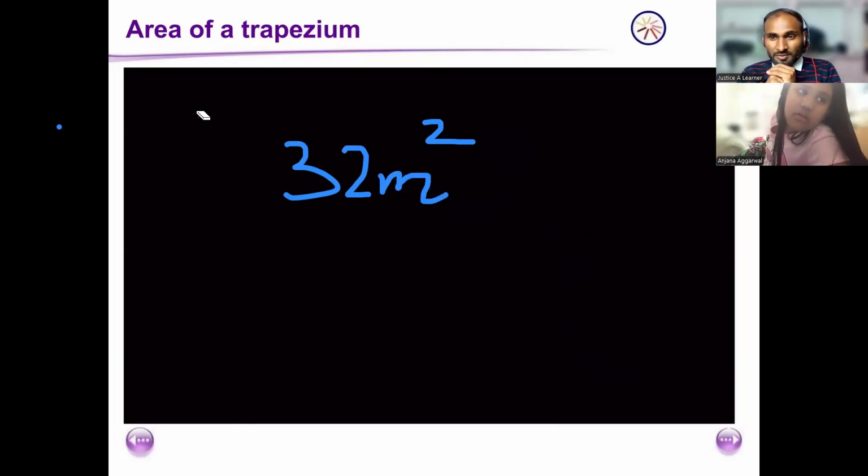Once again, listen to the question. This is the right angle triangle, and the base value is 8, and the height is 4. And the formula for a right angle triangle is equal to what? What is the formula?